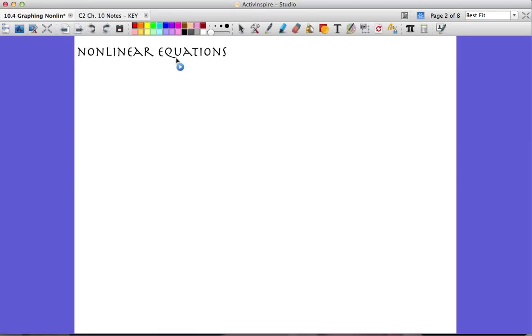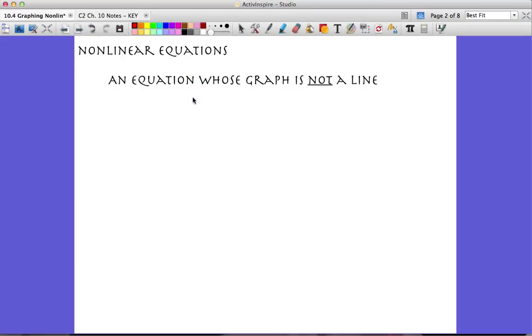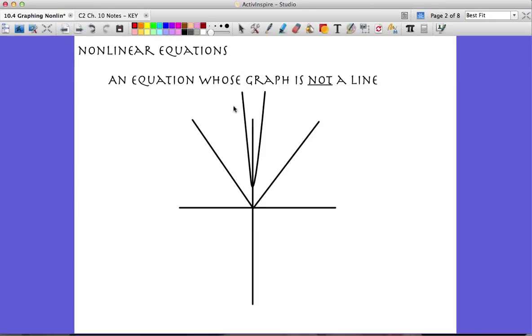So first we need to know what a nonlinear equation is. A nonlinear equation is an equation whose graph is not a line. So you had linear equations that had a graph of a straight line, and a nonlinear equation is a graph that's going to have anything that's V-shaped, U-shaped, anything that's not a line. So it could go up and down, it could zigzag. If it's not a line, it is nonlinear.